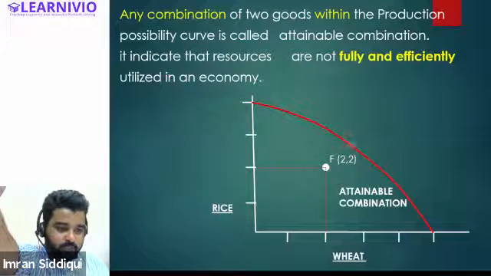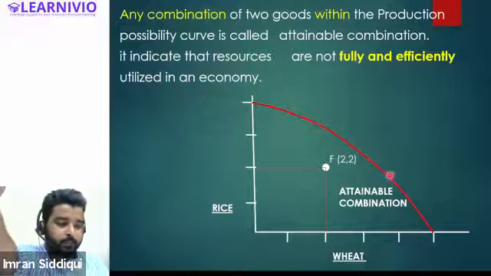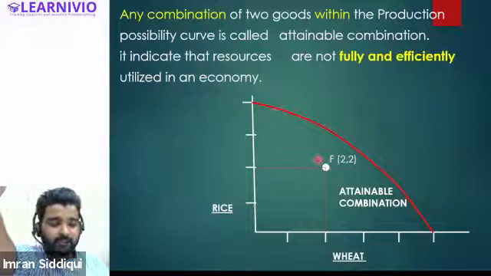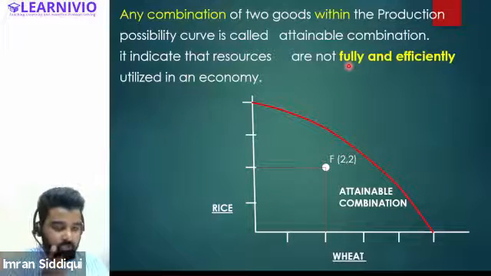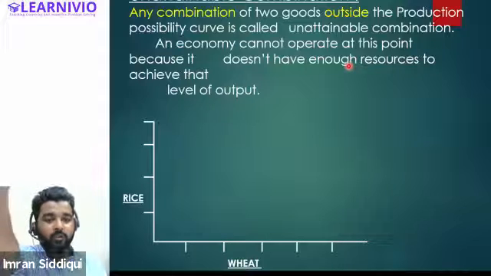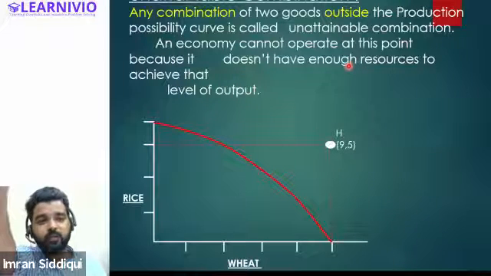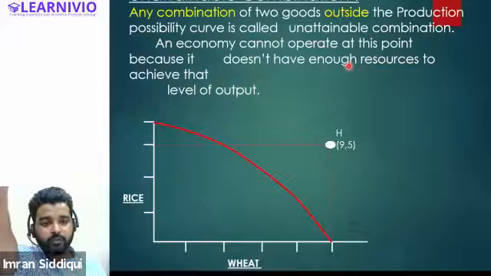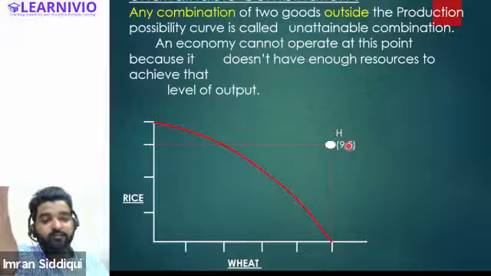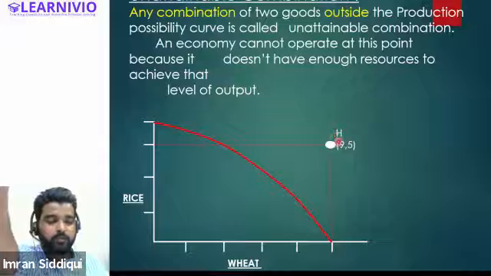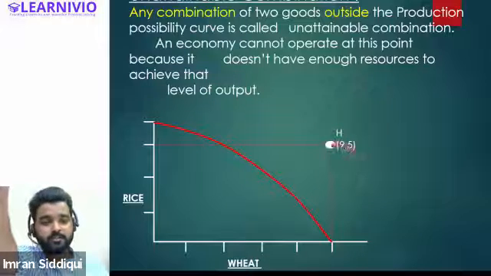He has the capacity to reach the production possibility curve, but he is operating within it, which shows that the producer is not utilizing his resources fully and efficiently. Correct? And unattainable combination: any combination that falls beyond the production possibility curve is known as an unattainable combination. So in this case, suppose combination H, because this combination is falling beyond the production possibility curve, it indicates that the producer does not have enough resources to produce this combination of two goods. Hence, this combination will be known as an unattainable combination.